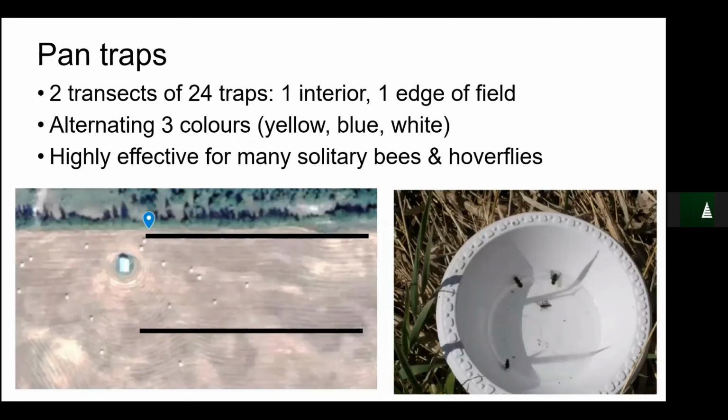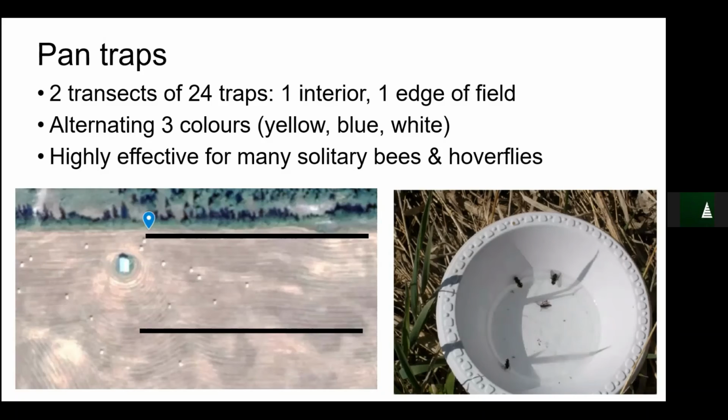The second trapping method we used is called pan traps. These are little bowls that I painted with some UV reflective paint. I used 3 colors, yellow, blue, and white, which are the traditional colors used in pollinator sampling. And these are generally pretty effective for many solitary bees and hoverflies.